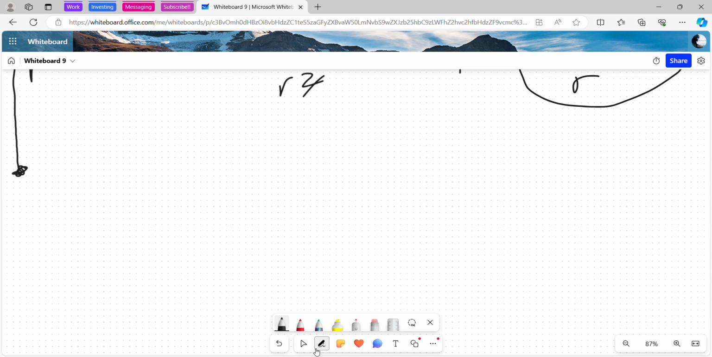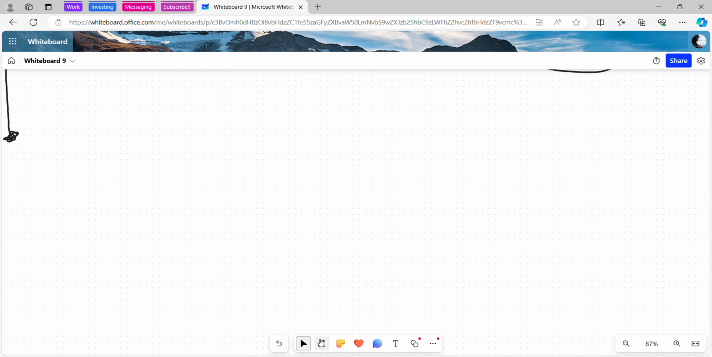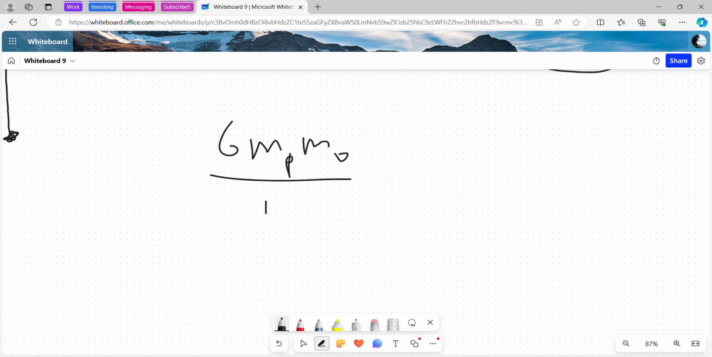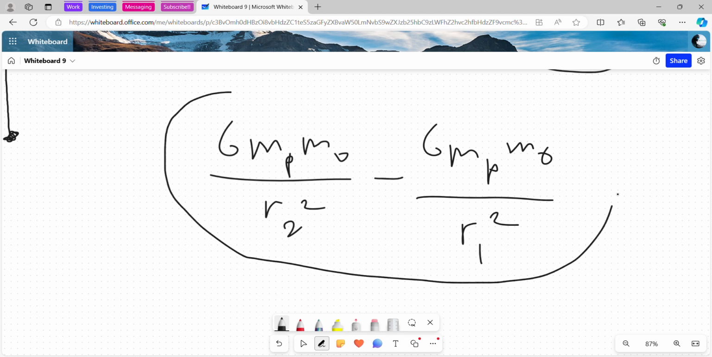So its final potential energy is G Mp Mo divided by r2 squared, that's the final, minus G Mp Mo divided by r1 squared, because that's the initial position. And this is basically going to be the change in gravitational potential energy.